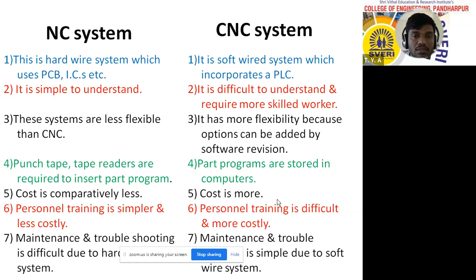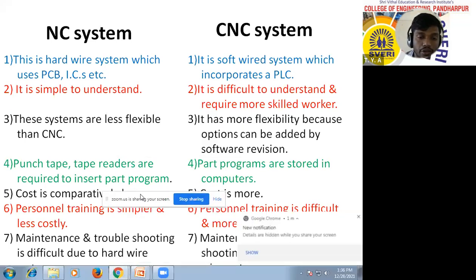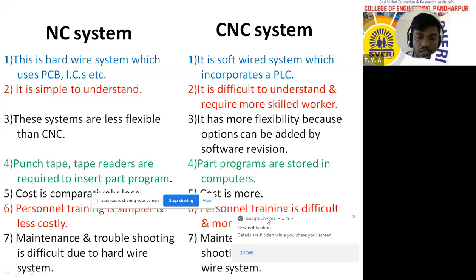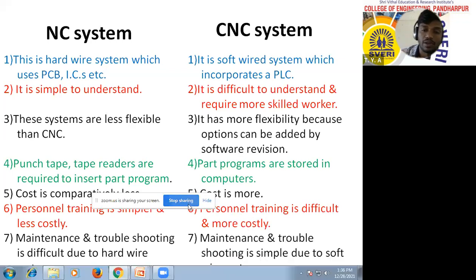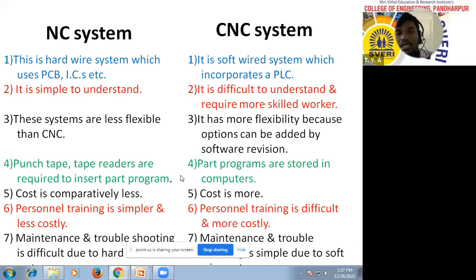Last point, in the NC system, maintenance and troubleshooting is difficult due to hardwire system, and here the maintenance and troubleshooting is simple due to the software system. म्हणजे तुम्हाला जर बघायला गेलं तर NC सिस्टीम मध्ये मेंटेनन्स आणि ट्रबल शूटिंग हे खूप अवघड आहे, कारण की कळत नाही एक्झॅक्टली प्रॉब्लेम कुठे झाला, कारण की हार्ड वायर सिस्टीम आहे. परंतु CNC हे सॉफ्ट आहे, त्याच्यामध्ये कम्प्युटरमध्ये तुम्हाला पोझिशनिंग फीडबॅक आणि सिस्टम फीडबॅक मधून तुम्हाला कळतं की कुठे प्रॉब्लेम झाला आणि तुम्ही तो सॉल्व्ह करू शकता लगेच.